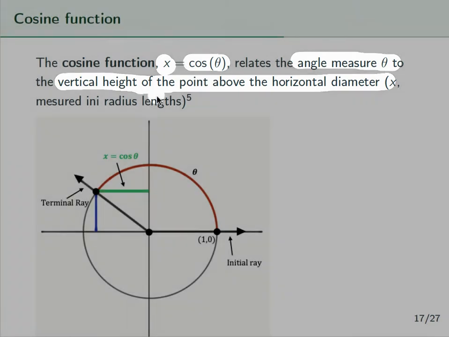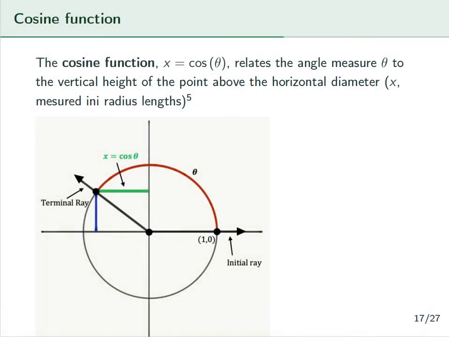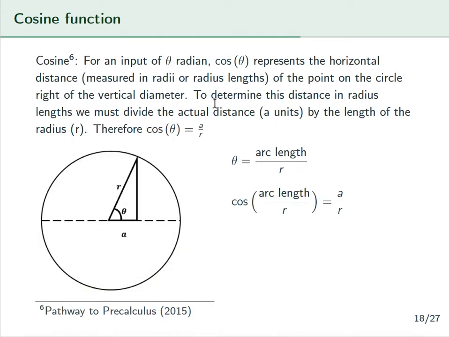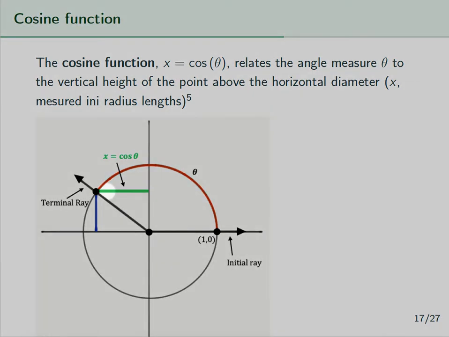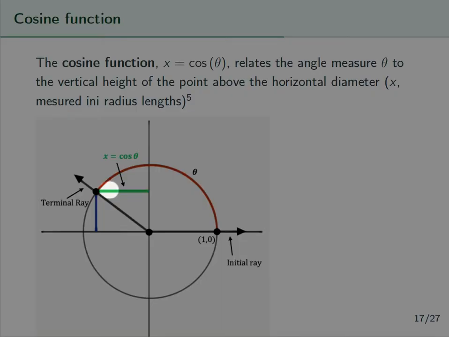Let me show what I mean by that. Oh, actually I mixed this up. Sorry, I meant to say horizontal distance of the point from the vertical diameter. I mixed those two words. So I think this picture makes better sense. If you look right here, cosine theta measures this distance from the vertical diameter.